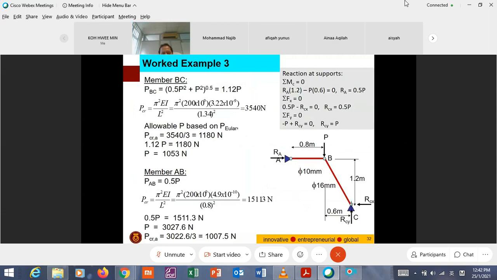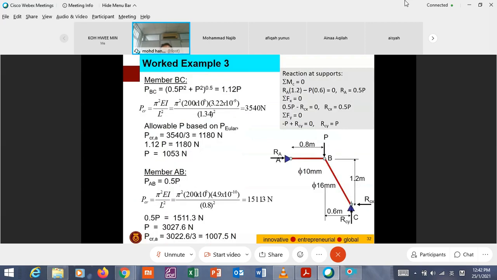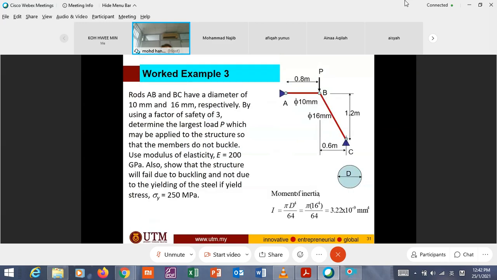Member AB, member BC. Oh, you have two I. Sorry, you have two E value. Sorry, I forgot. You have two diameter now. One is 10 millimeter and one is 60 millimeter. I think I have deleted the one with 10 millimeter. Sorry. Actually, we should have another I.